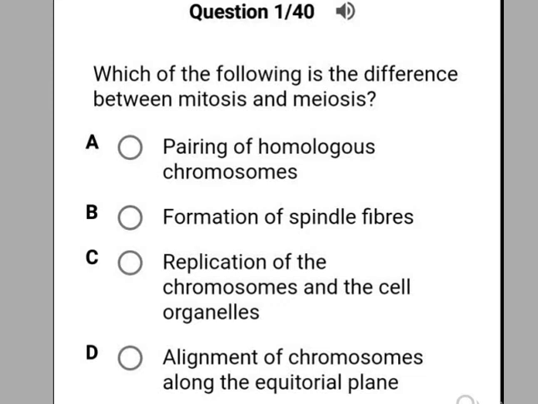In the continuation of solving problems under biology, JAMB Biology 2021. So without wasting time, let's take question number 1.